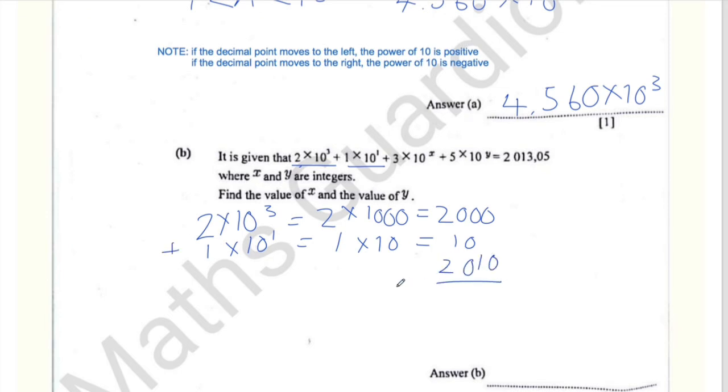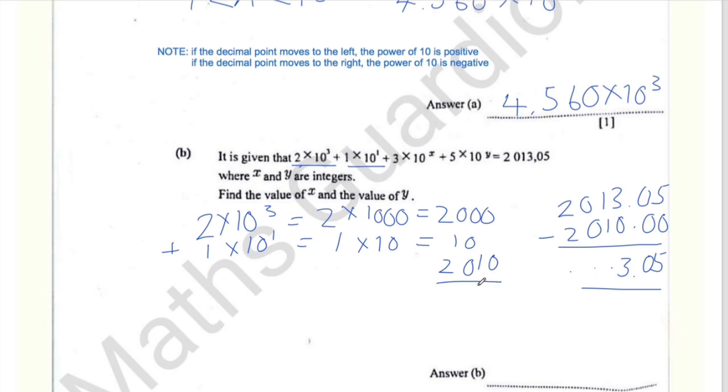Right, so we're going somewhere now. Now we subtract this number 2010 from the other normal number 2013.05. So we simply align the numbers like that. 2013.05 minus 2010.00. Then we get our answer. So it's simple subtraction. 5 minus 0, you get 5. And 0 minus 0, you get 0. 3 minus 0, you get 3. 1 minus 1, you get 0, 0, 0. So we subtract, we get 3.05 there.